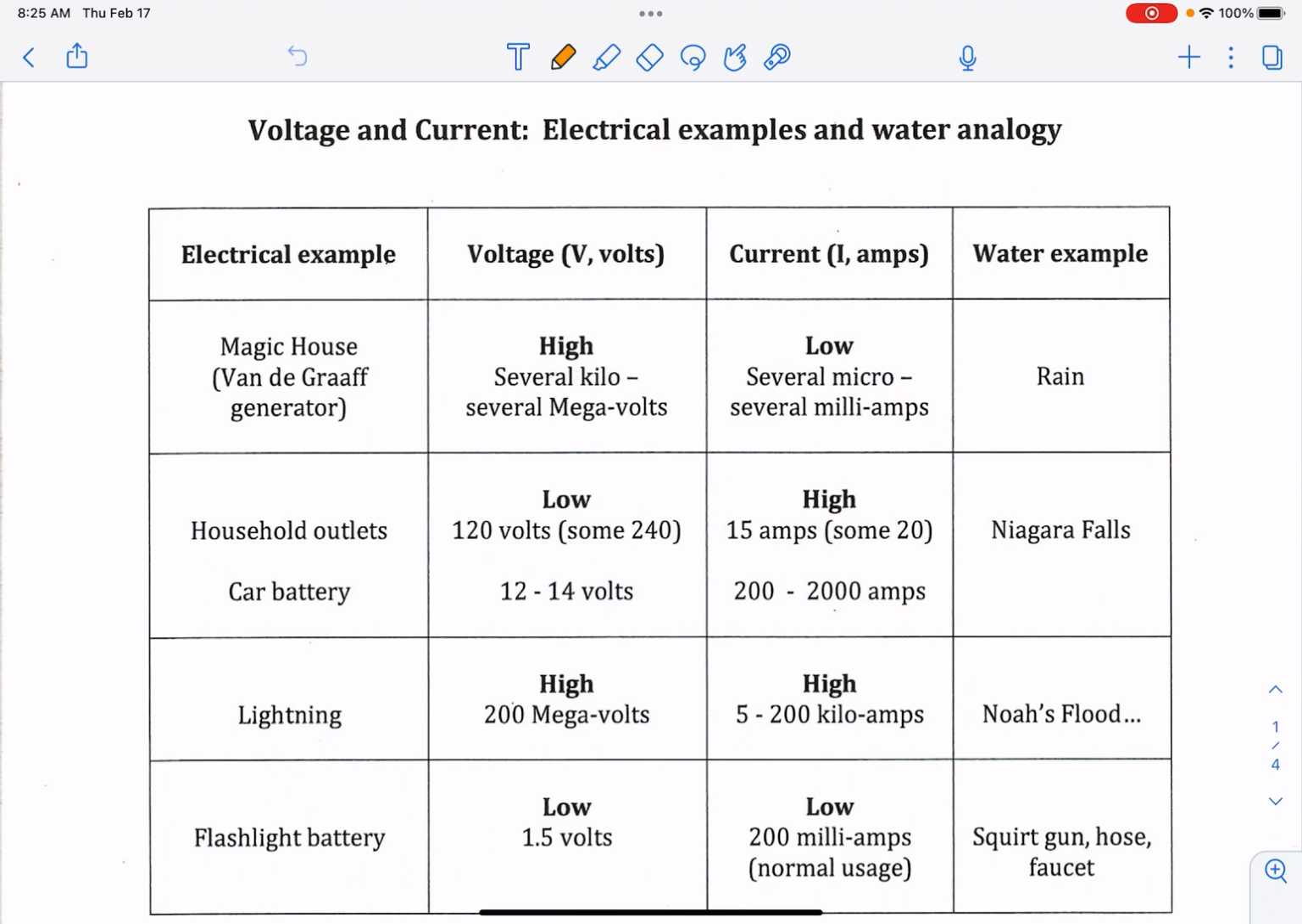So the voltage for the Van de Graaff generator could be anywhere from several thousand to several million volts at 30,000 volts per centimeter of air. But it's a very low current. The current would be measured in the micro, which would be a millionth, or a milliamp.